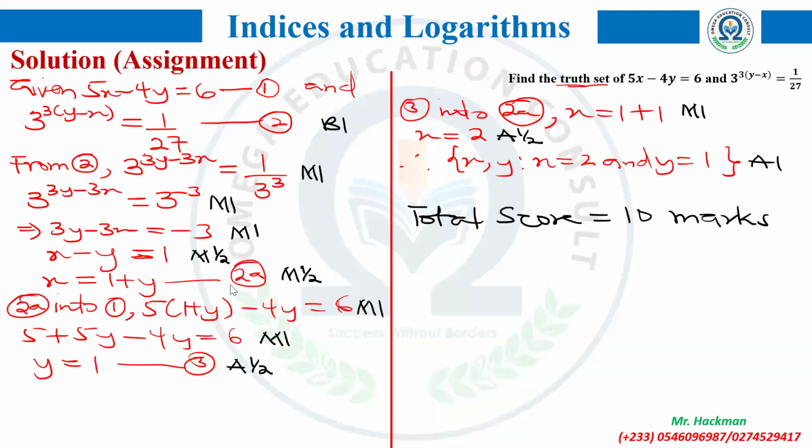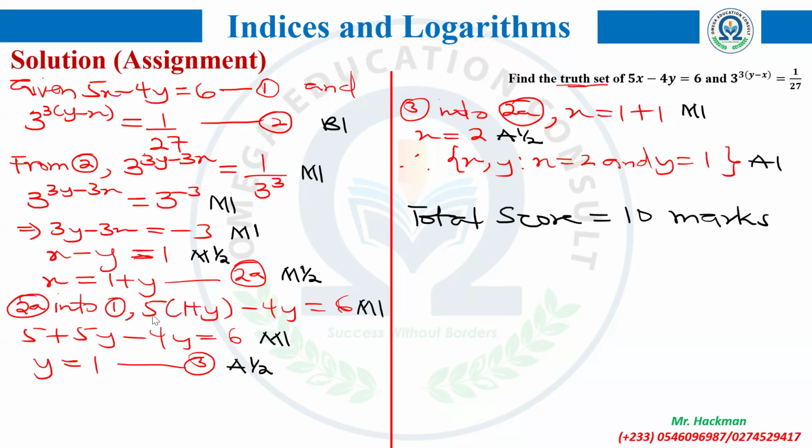Okay, so I did the substitution: equation 2a into equation 1. And that will give you 5, okay, you know your x. That would be 1 plus y, or y plus 1, depending on how you stated this. Then minus 4y is equal to 6. So that's what we have here.